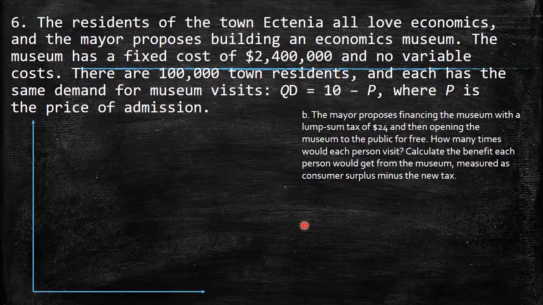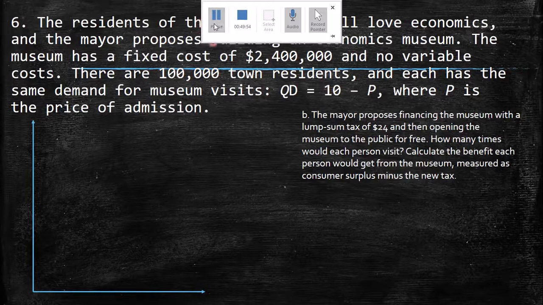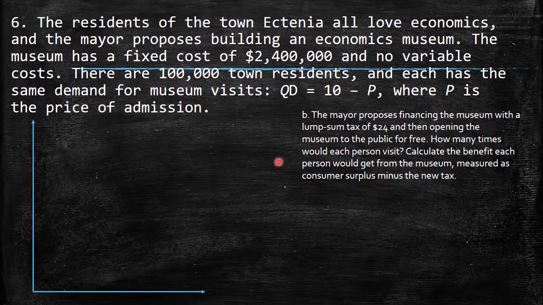So it means you can go all days. Then as I said, you can go all days, but you need to pay every year. You need to pay 24. Okay. Then opening the museum for the public for free. How many times would each person visit? Calculate the benefit each person would get from the museum, measured as consumer surplus minus this new tax.